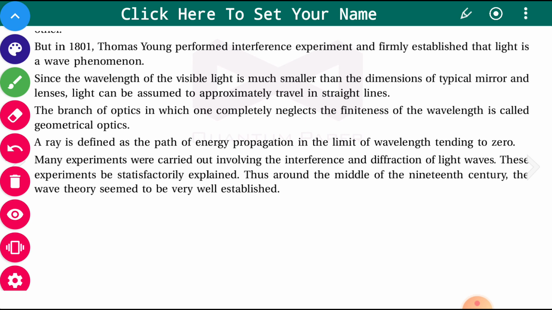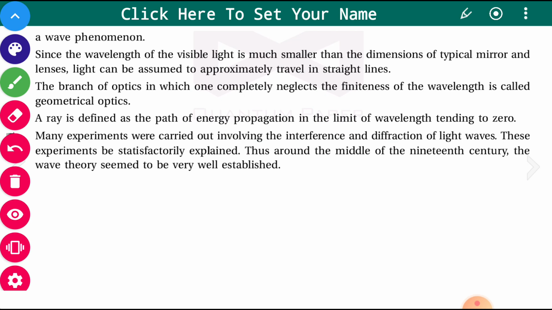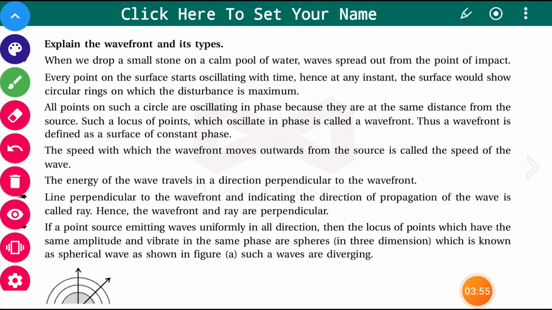Many experiments were carried out involving the interference and diffraction of light waves. These experiments could be satisfactorily explained. Thus, around the middle of the 19th century, the wave theory seemed to be very well established. Now we shall talk about the wavefront and the types of it.